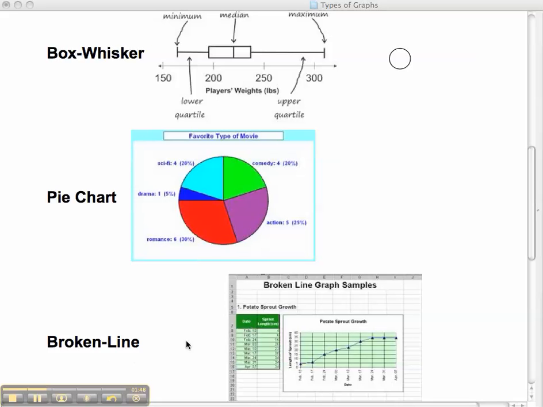Broken line graph down here, the last one in this group, is excellent for portraying how things change over time. So you can tune into that. It could be a chemistry experiment, it could be the stock market, how things change over time.